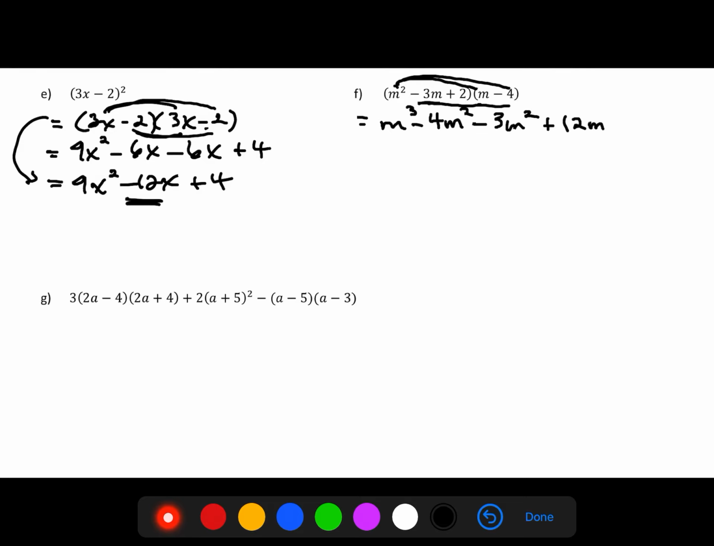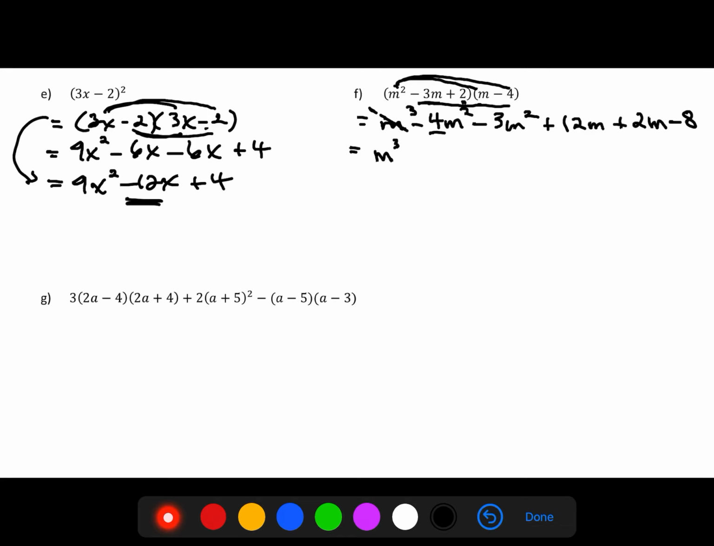12m. Now we're going to take our last term of 2 in the first bracket times both items in our second bracket, which gives us plus 2m subtract 8. Now again, we're going to look for like terms. So m cubed is the only cubed term. And if we want to, we can put a light cross through that. We know we have it in our final answer.